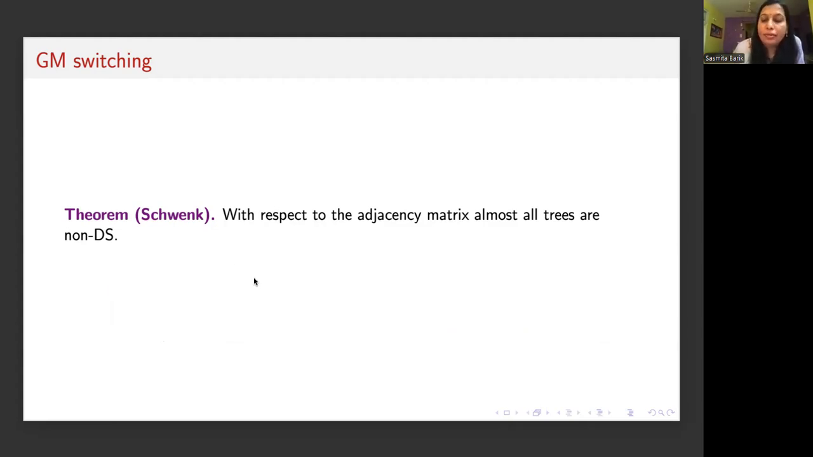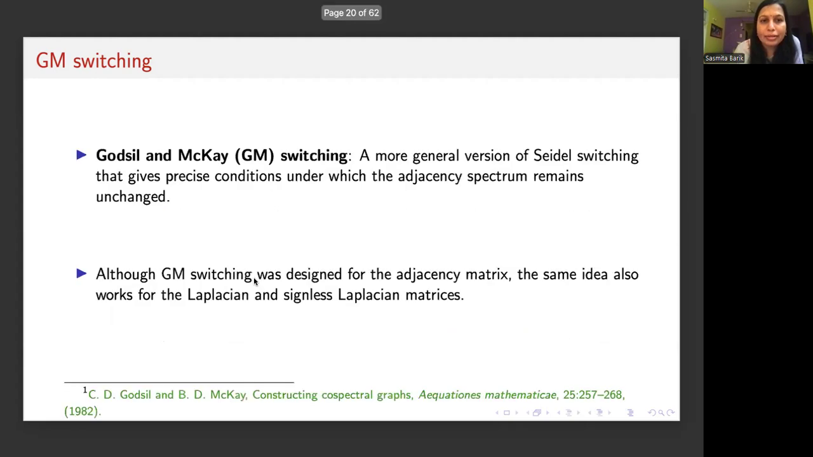Okay, so this is about the co-spectral things. And another nice construction is by Godsil and McKay. They looked at the adjacency matrix, and obviously it's a general version of the Seidel switching construction that was done for the Seidel matrix, and this is for the adjacency matrix.